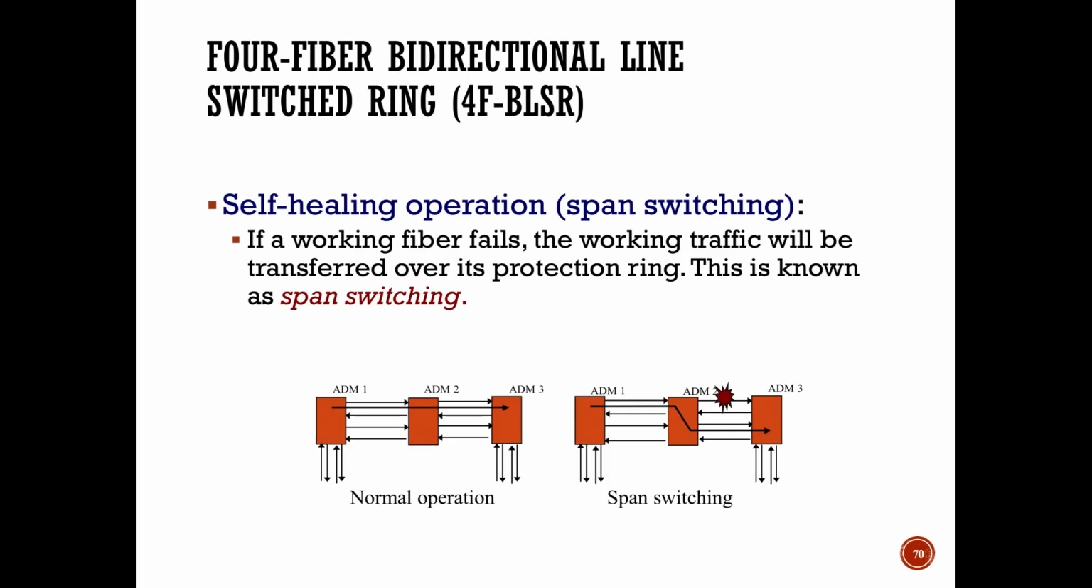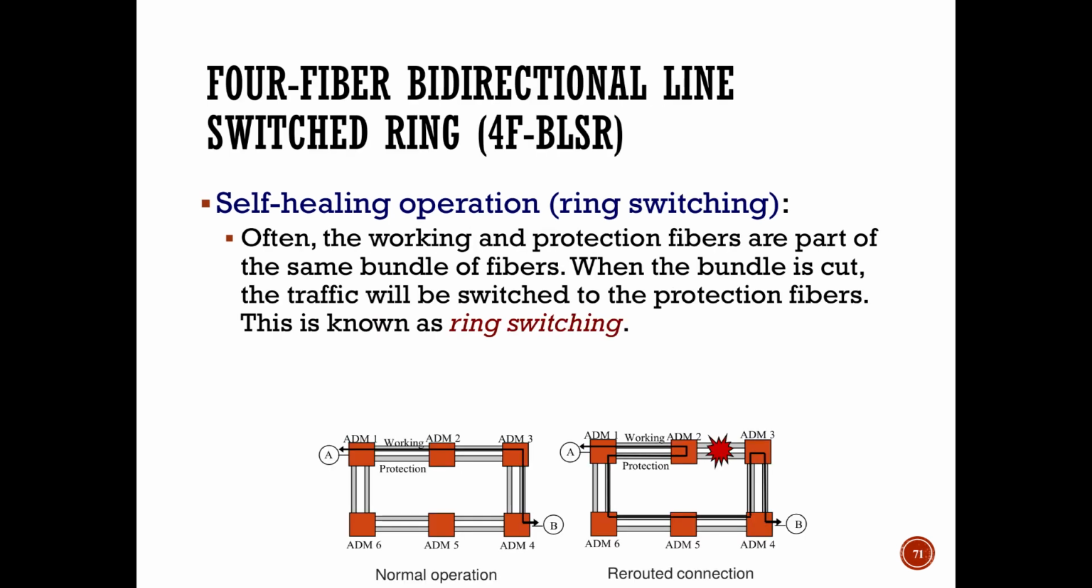Self-healing operation, span switching. If a working fiber fails, the working traffic will be transferred over its protection ring. This is known as span switching. Self-healing operation, ring switching. Often, the working and protection fibers are part of the same bundle of fibers. When the bundle is cut, the traffic will be switched to the protection fibers. This is known as ring switching.